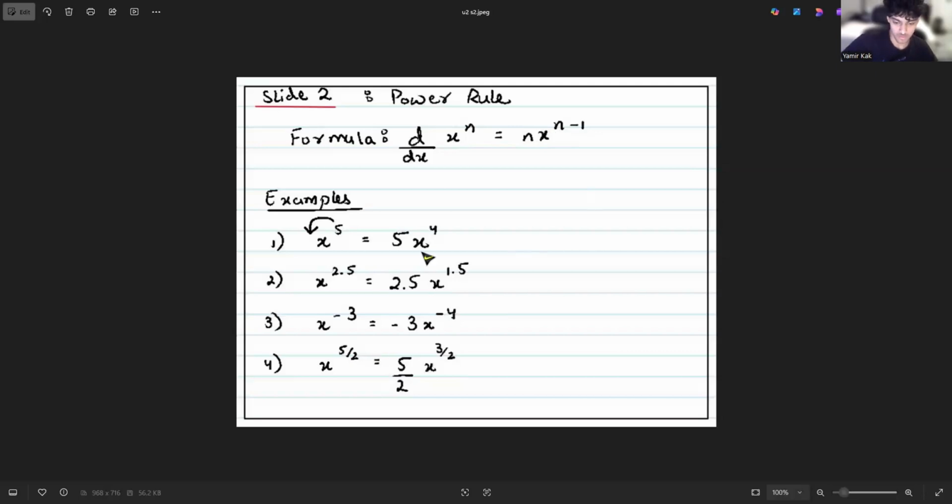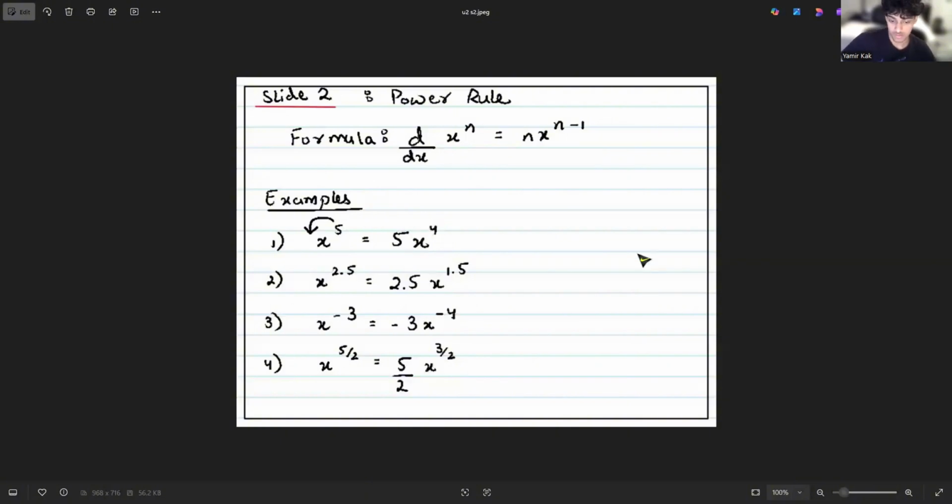Imagine we have the function x to the power of 5. Using our power rule formula, d over dx of x to the power of 5 would give us 5x to the power of 5 minus 1. When we bring the 5 down and subtract the 1, it just gives us 5x to the 4. That one's pretty simple, that one's pretty easy.